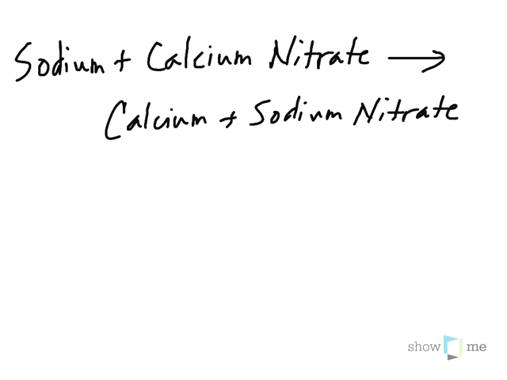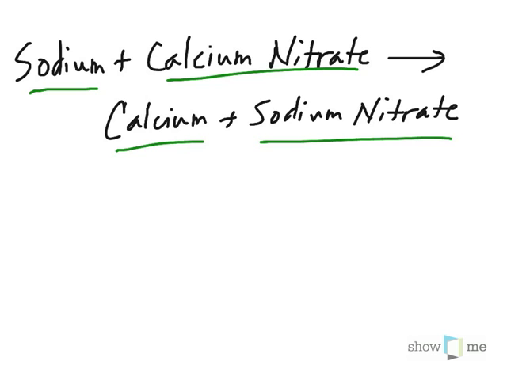So let's take a look at this problem right here. This says we have solid sodium and calcium nitrate, which is probably in a solution, dissolved in water, yields calcium and sodium nitrate. We put it together so we can kind of see that the sodium and the calcium switch places. It's what's called a single displacement reaction. Let's take a look at what this would appear like as a chemical formula.